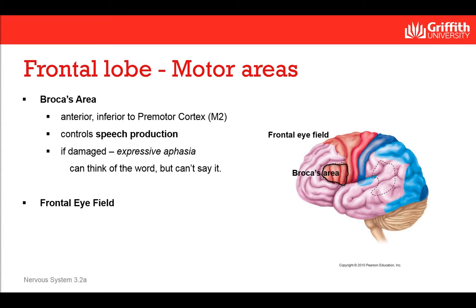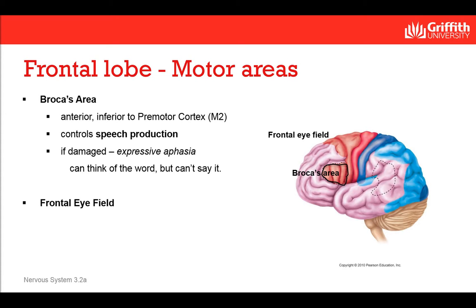If the Broca's area is damaged, the condition is termed expressive aphasia. The person can understand the conversation and can think the word they want to use in response, but when it comes to producing language, they can't actually say it.